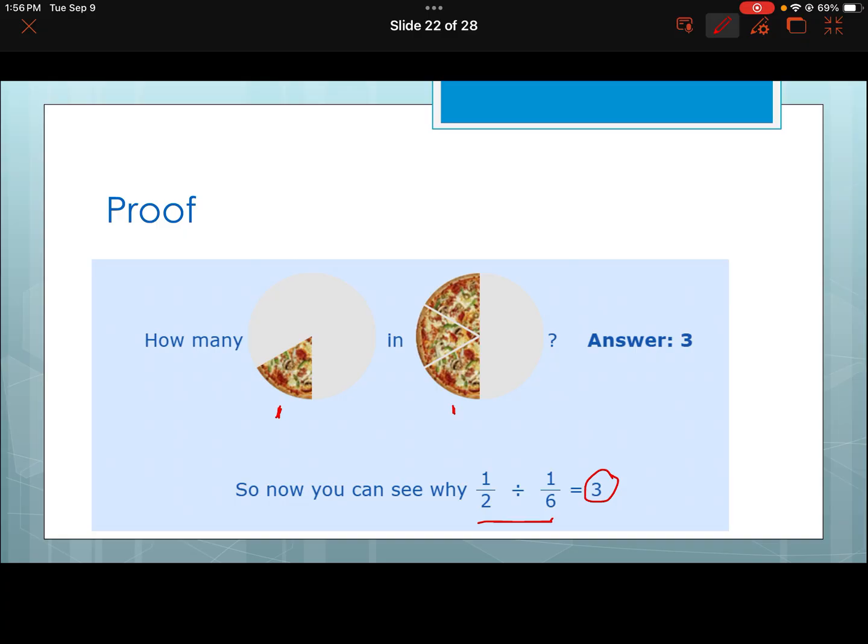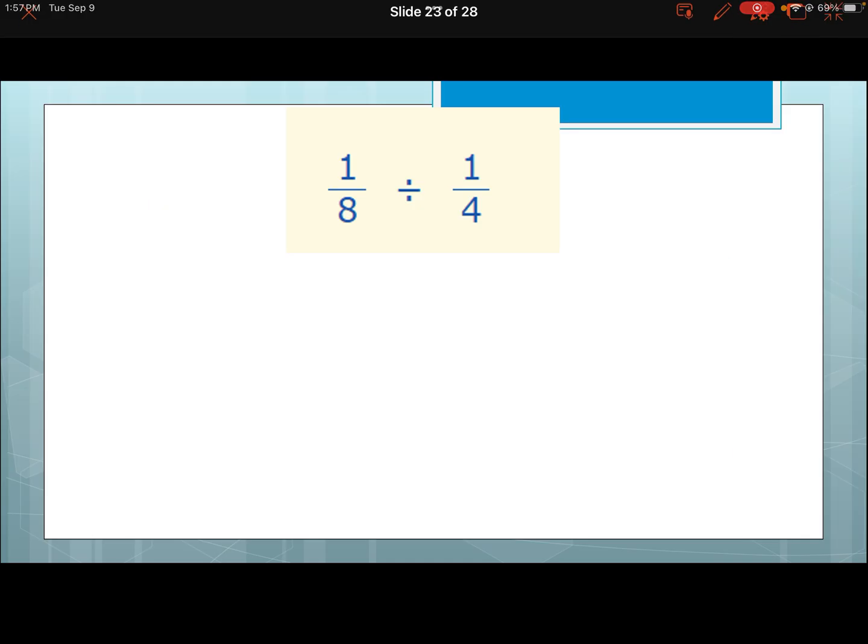If you really want to go into a massive amount of information about why we keep, change, flip when dividing a fraction, that's one of the reasons we do it. It's all to do with like two minuses make a plus and two divisions make a, yeah, you see what I'm trying to get at? Maybe, I don't know.